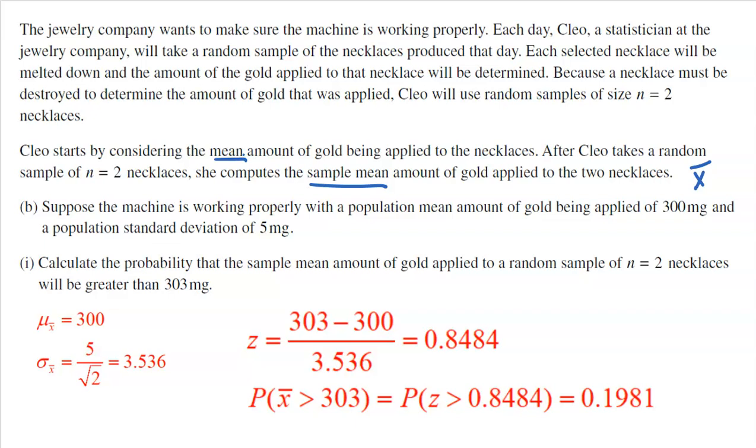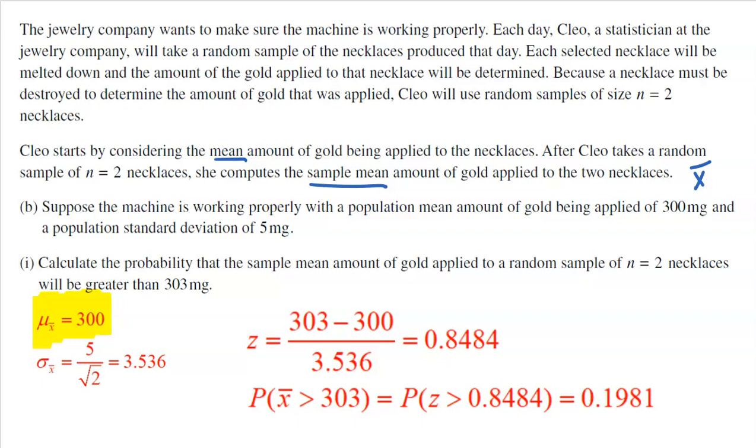Now, because I'm working with a sample size of 2, that means we need to consider a sampling distribution. A sampling distribution is a distribution not of the population, but here it would be that for the mean amount of gold in 2 samples. So the first thing we have to do is talk about the center of that sampling distribution. What is the mean of all possible sample means of size 2? Well, it should be 300.